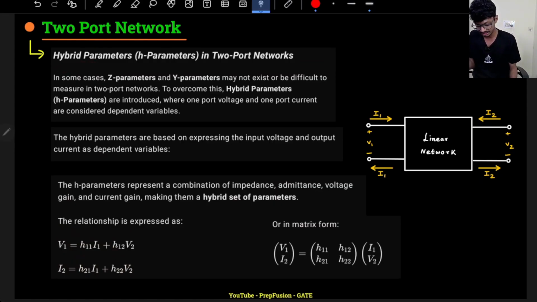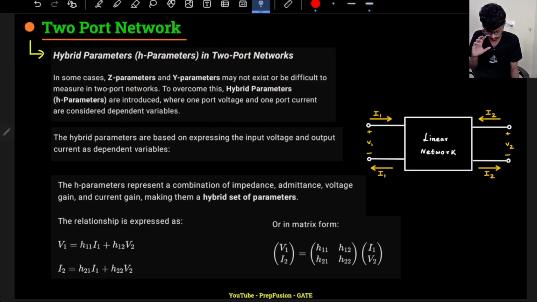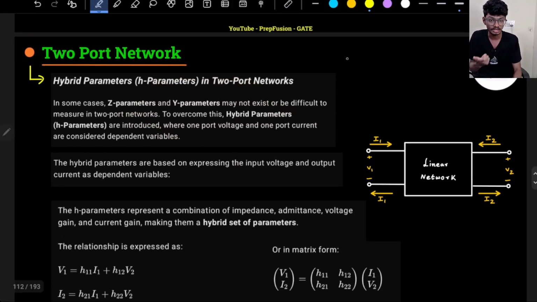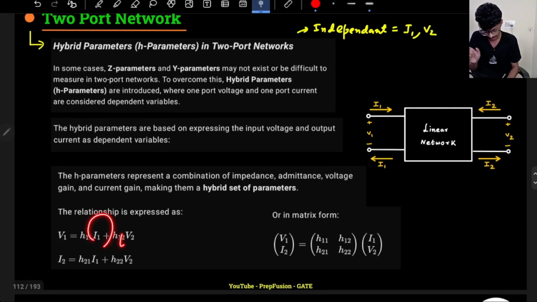In some cases Z parameters and Y parameters may not exist for certain networks, like a transformer. In those cases we can use hybrid parameters. In hybrid parameters, just one thing you have to keep in mind is what are my independent and dependent variables. My independent variables are I1 and V2, basically the input current and output voltage.